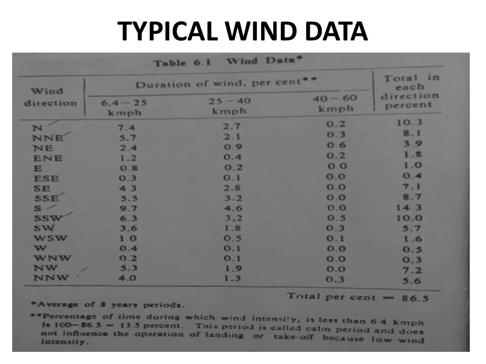You can see the total percentage turns out to be 86.5 percent for all the wind durations in all the directions. To find the calm period, the percentage of time during which the wind intensity is less than 6.4 or 6 km per hour, it is 100 percent minus the total percentage found for all the directions. So it turns out to be 13.5 percent. This specific period is called the calm period and does not influence the operation of landing or takeoff because of low wind intensity.